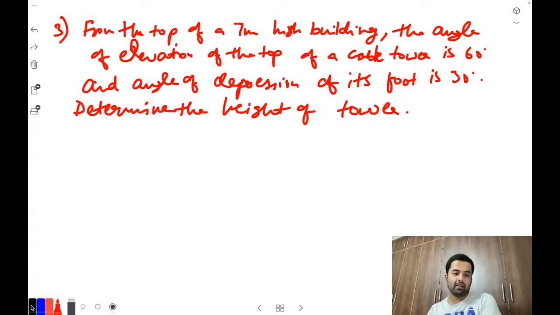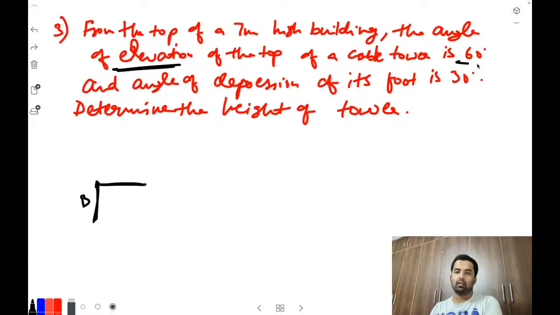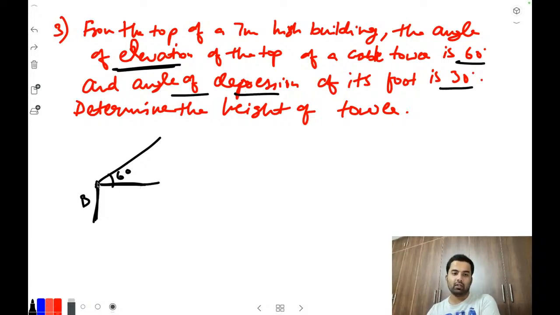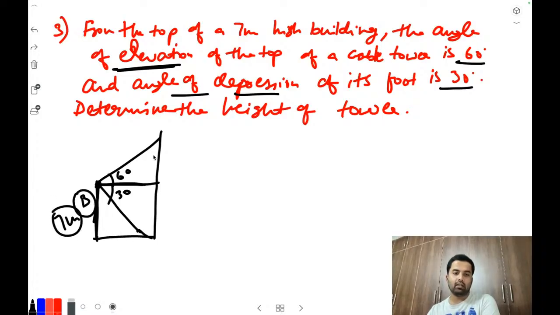Let me just make a random diagram. Suppose this is a building. From the top side, suppose, let me take the ground level first. Angle of elevation, say this elevation is 60 degree, which means 60 is here. And angle of depression is 30, so from the top the depression will go 30. Now make a straight line, join everything. So this becomes our building, which is 7 meter. This becomes the whole tower.